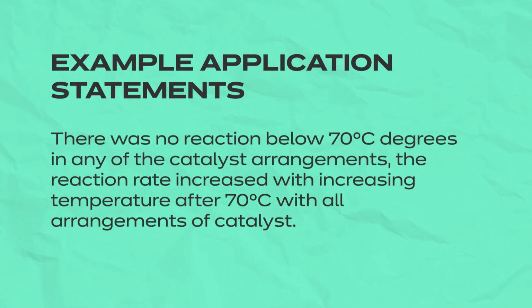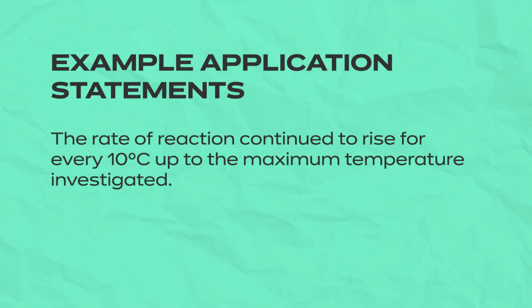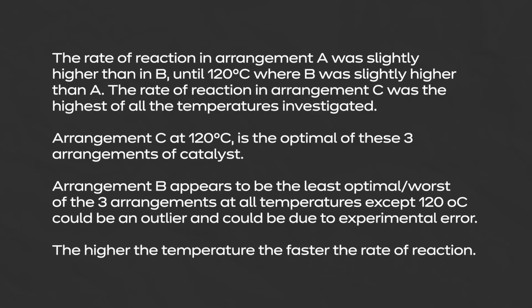There was no reaction below 70 degrees in any of the catalyst arrangements. The reaction rate increased with increase in temperature after 70 degrees with all arrangements of the catalyst. In all 3 arrangements, once the reaction had begun, the rate appeared to approximately double for every 10-degree rise in temperature, up to 110 degrees. After this, there was a much larger increase. The rate of reaction continued to rise for every 10 degrees up to the maximum temperature investigated. And more examples from the mark scheme can be seen on screen.